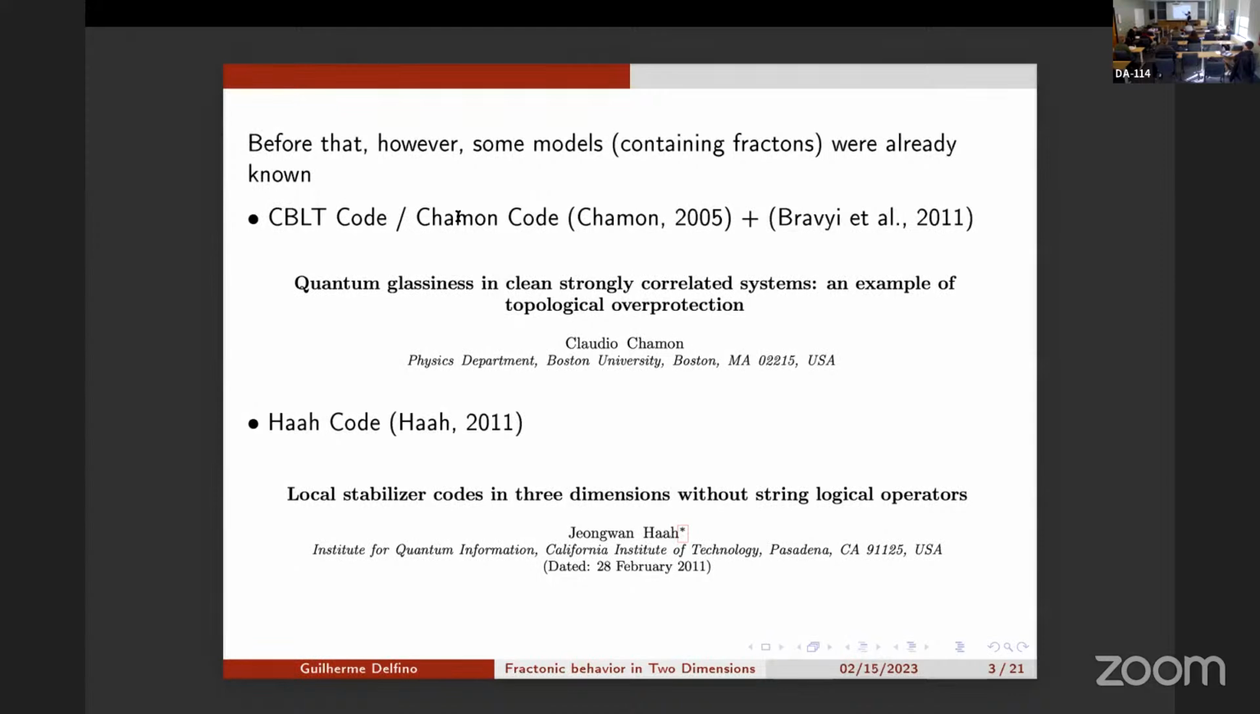And in 2011, we also have in the literature this example where Haah found this code that has no string logical operators. Yes. So you see, people were studying these models for very different reasons. Here, Claudio was interested in quantum glassiness in clean materials, where you don't have disorder, and you had this topological protection. And Haah was studying this model because he was looking for a finite temperature quantum memory. Like, can you make some phase robust enough so you can store quantum information at finite temperature? The system doesn't decohere and your information can stay there.